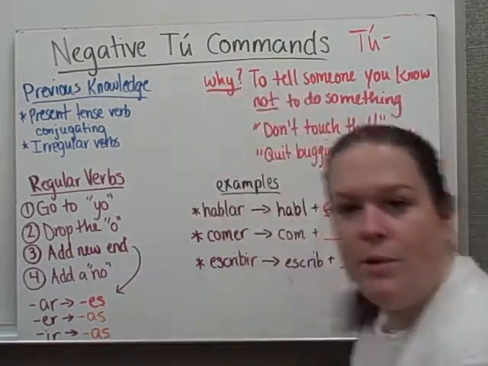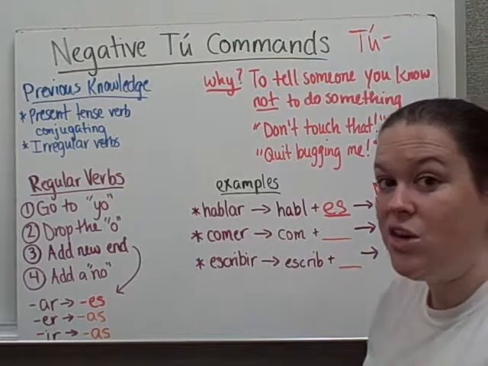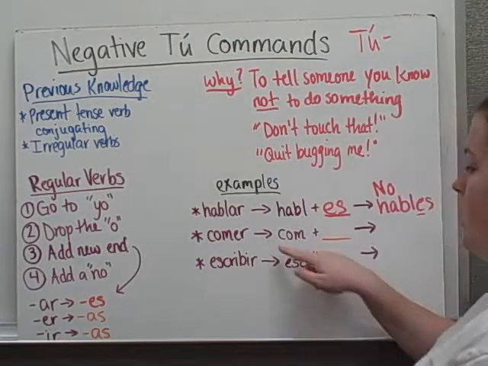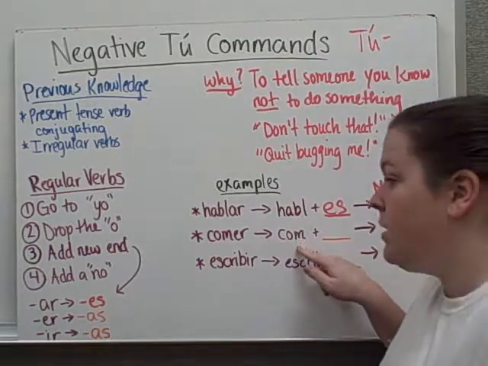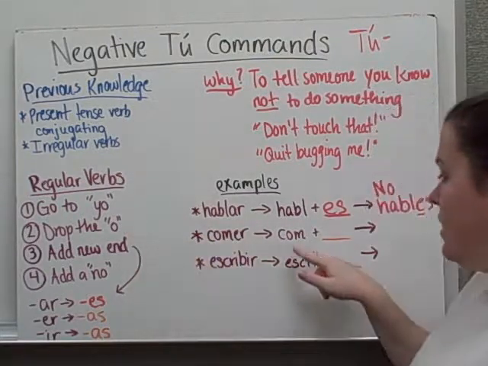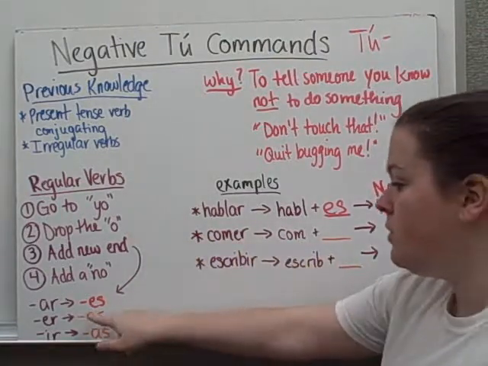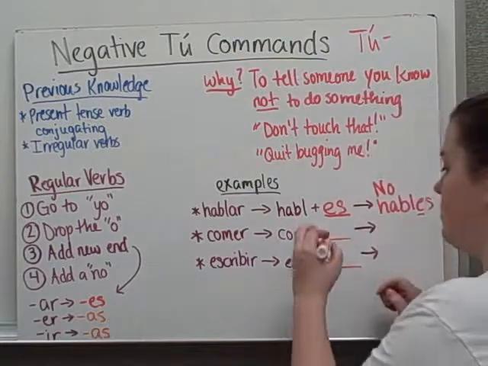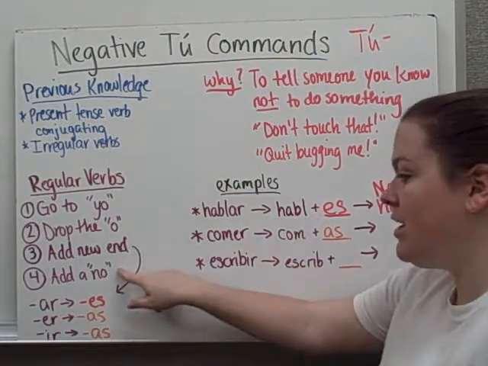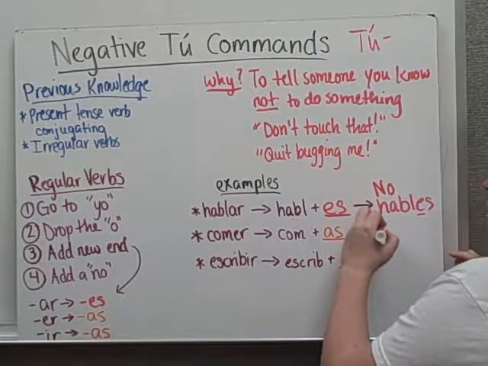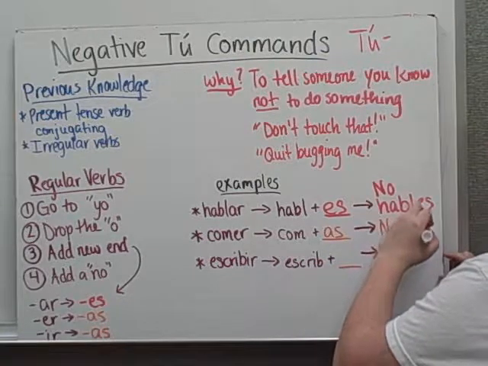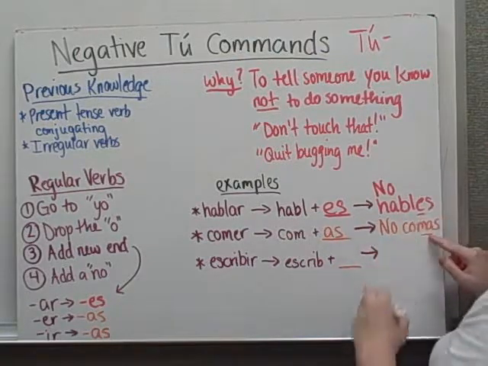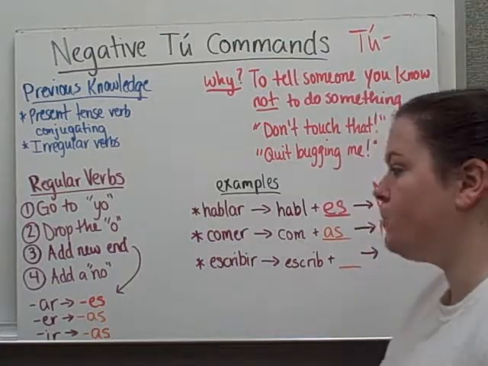Now let's try an ER verb, comer. So instead of saying eat, you're going to say don't eat. Como would be the yo form. I drop the O. Now for the new end, it's an ER verb, so it's going to end in AS. And as always, I need to add a no. No, instead of comes, comas. The A and the E switch.